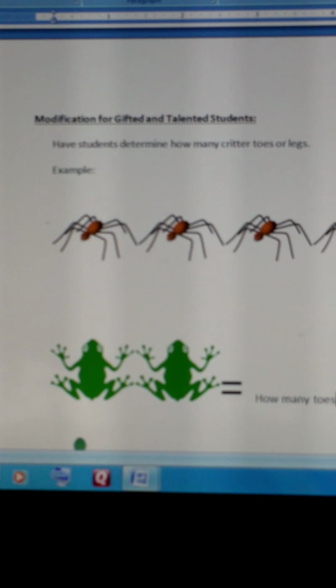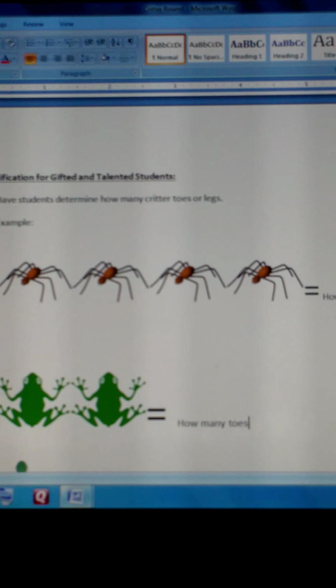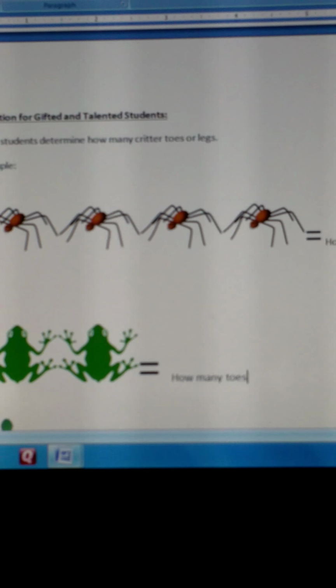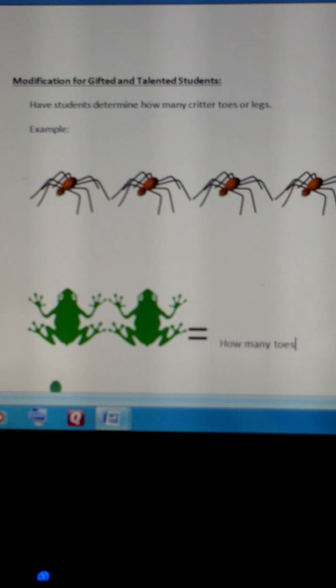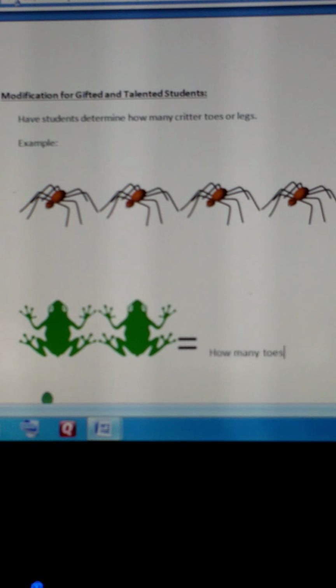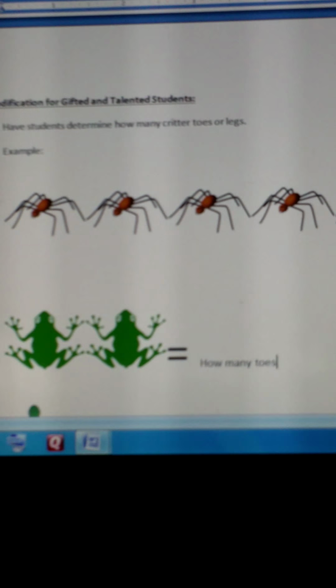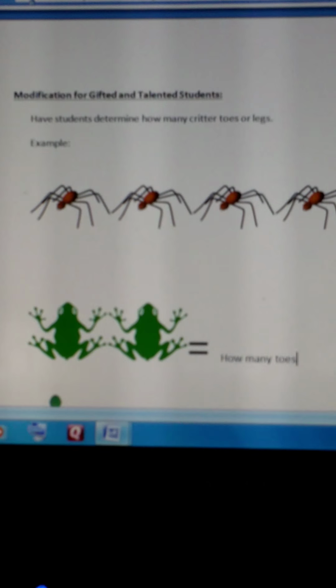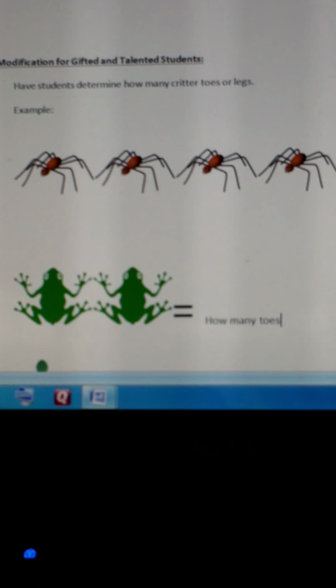So here we have 1, 2, 3, 4 spiders. How many legs do you see? Then we have 2 frogs. How many toes do you see? This lesson can also be modified for those students who need special assistance.